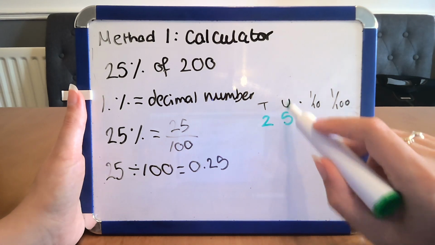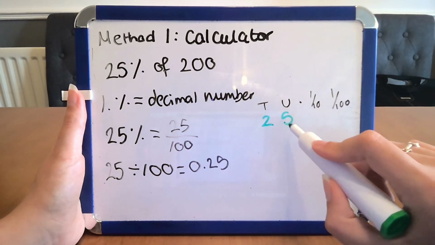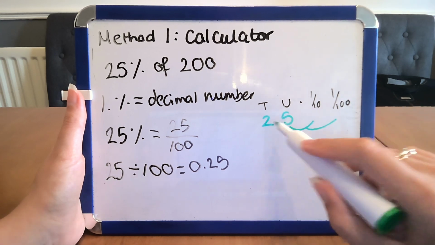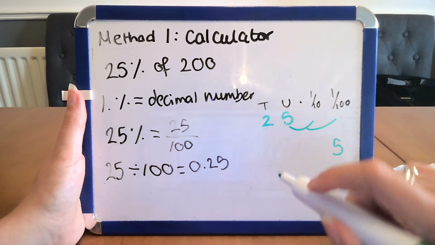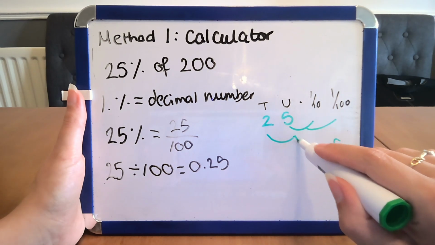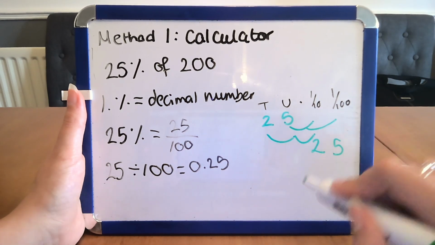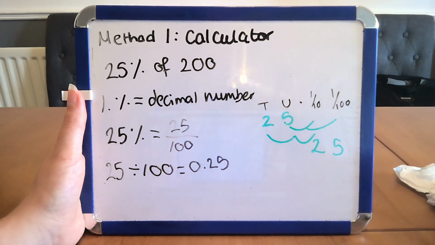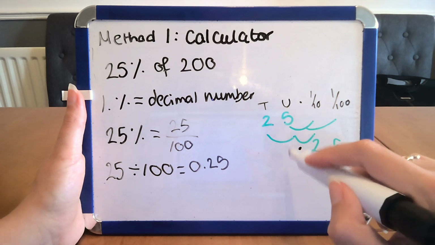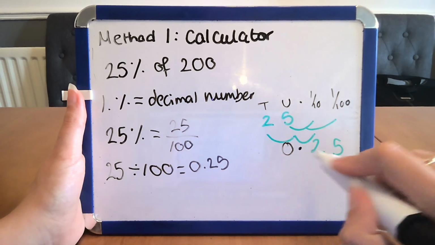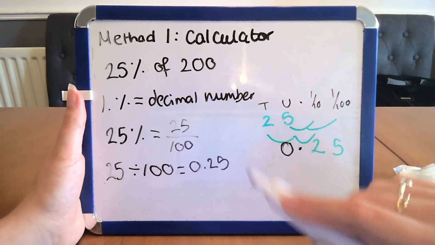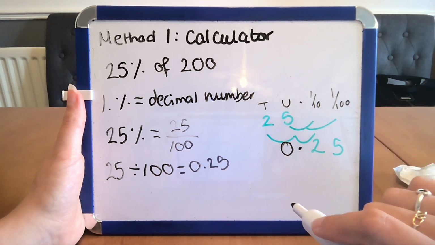So this 5 starts here in the units column and it moves 2 places, 1, 2, which means it ends up here. Our 2, which starts off in our tens column, moves 2 places, 1 being the units column, 2 being the tenths column, so it ends up here. Our decimal points then get added back in. And then we fill our units with a 0 here because we can't leave it as just .25. It has to have some kind of placeholder here, which is a 0, 0.25.